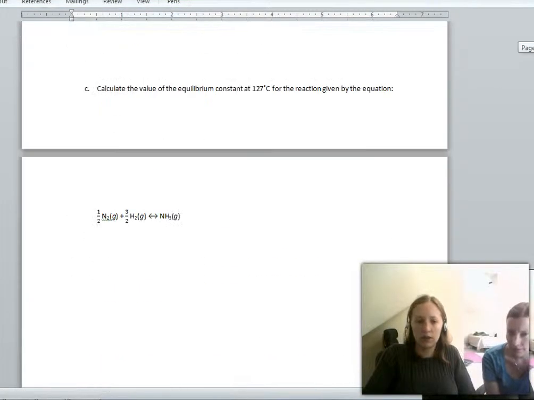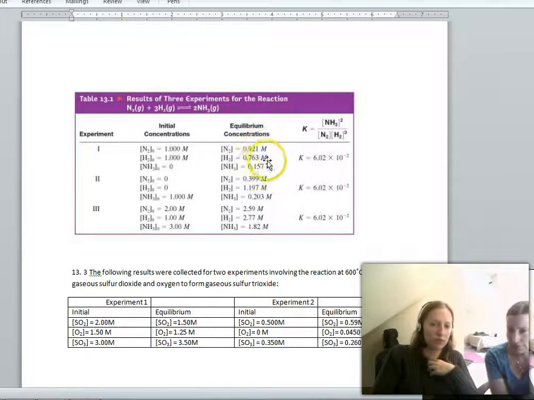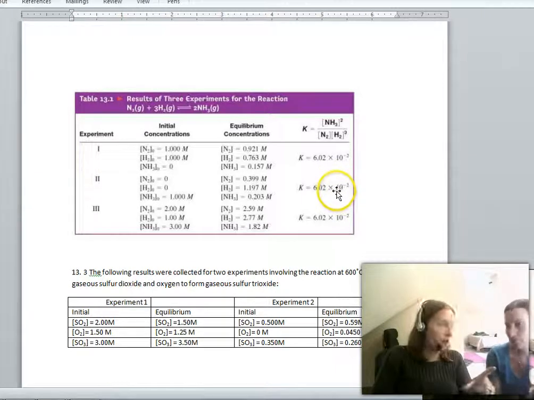Table 13.1 is here. So these are the results of 3 experiments for the reaction, the Haber process that we were just talking about. You can have equilibrium concentrations of 0.921, 0.763, and 0.157, and that will give you a K of 6.02 e to the negative 2. You can also have equilibrium concentrations that are bigger than that: 0.399, 1.197, and 0.203. When you put those into this expression, you end up with 6.02 e to the negative 2. It's got to be at the same temperature to have the same K.